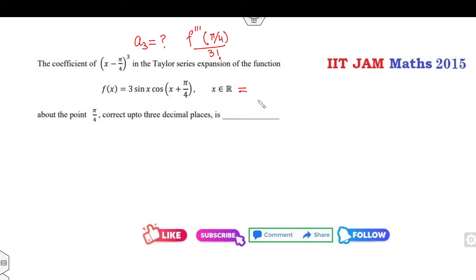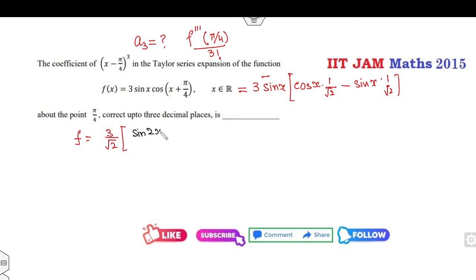Firstly, I can simplify this expression. It's 3 sin x, and I can open this as cos A cos B minus sin A sin B. So I can take 3 divided by root 2 as common. This is sine into cos x, and I can multiply by 2 and divide by 2. So it is this expression, and this is my sine square x.